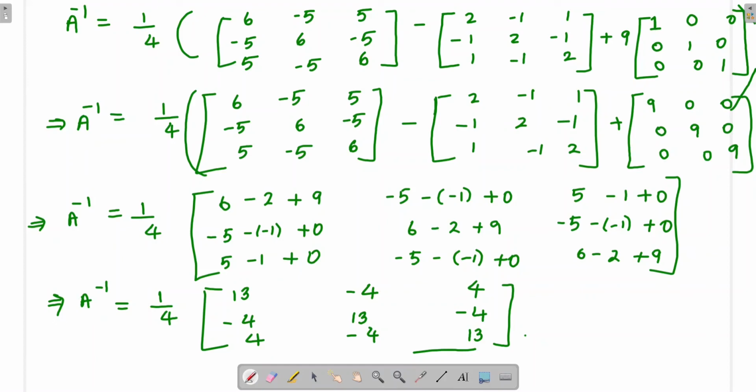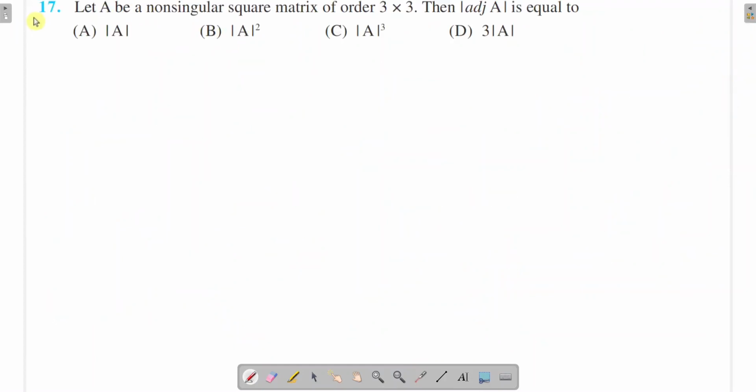And now let us go to the next one. So now the 17th and the 18th problems are MCQs. Let us see how to do them. Let us read them properly. First, the 17th one: let A be a non-singular square matrix of order 3 by 3. Then the determinant of adjoint of A is equal to, we have to select the correct option.